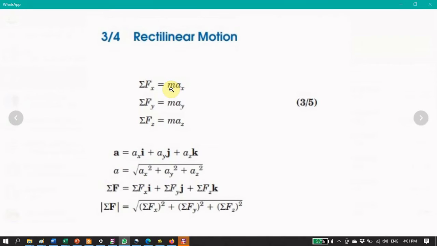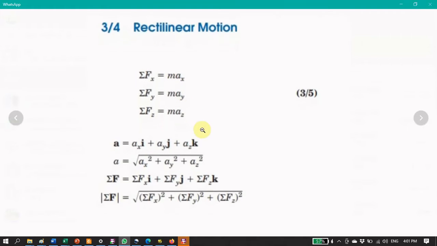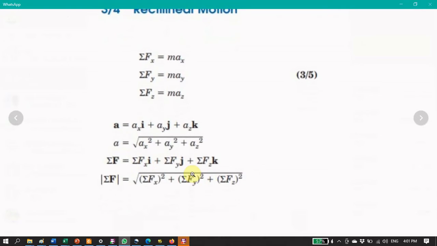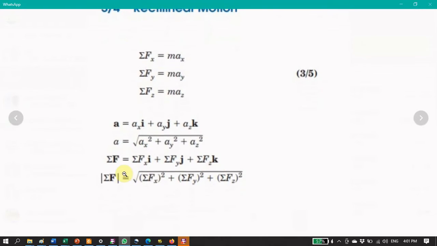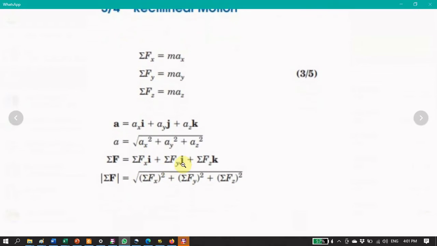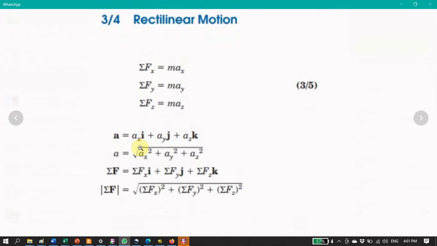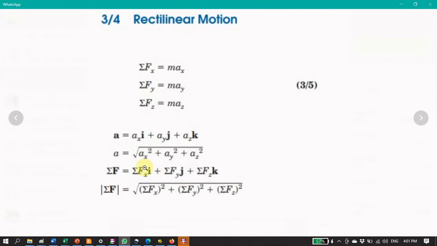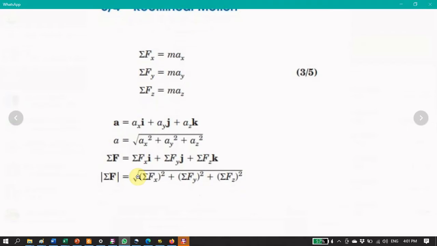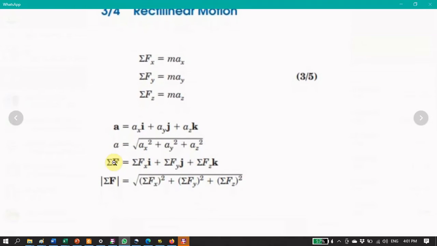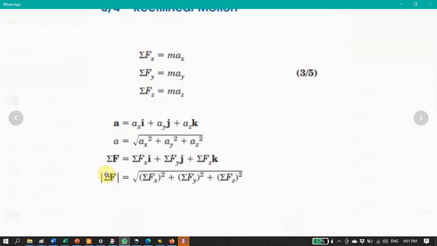So based on this coordinate system, we can have all the net forces in the x direction, y direction, and z direction. And in our course, normally we consider plane motion. The system moves in the plane, in a vertical plane, and we can also get the acceleration vectors and their magnitudes, as well as the force and its direction and magnitude.